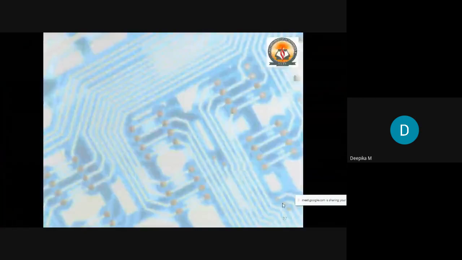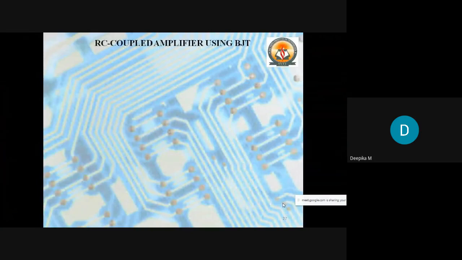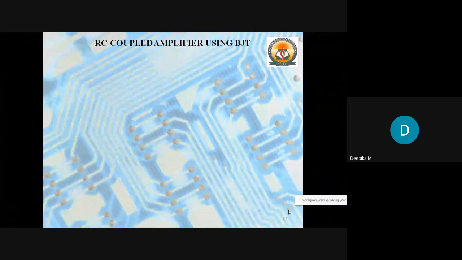And coming to the RC coupled amplifier. So coming to the RC coupled amplifier, this is the last experiment in BJT. The aim is to study the frequency response of the RC coupled amplifier by using BJT and also to determine its bandwidth, input and output impedances.